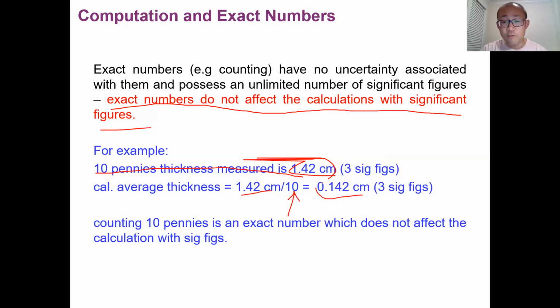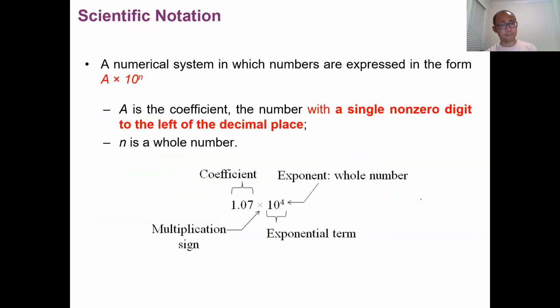Then your final answer, 0.142, is the one you need to keep because it has 3 sig figs. Your measurement has 3 sig figs, your final answer has 3 sig figs. And the 10 does not affect the calculation because 10 is an exact number. Okay, exact numbers do not affect calculations with sig figs. They're not from measurement.